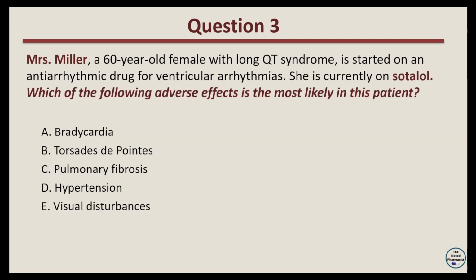Question 3. Mrs. Miller, a 60-year-old female with long QT syndrome, is started on an antiarrhythmic drug for ventricular arrhythmias. She is currently on sotalol. Which of the following adverse effects is the most likely in this patient? Option A, bradycardia. Option B, torsades de pointes. Option C, pulmonary fibrosis. Option D, hypertension. Option E, visual disturbances.